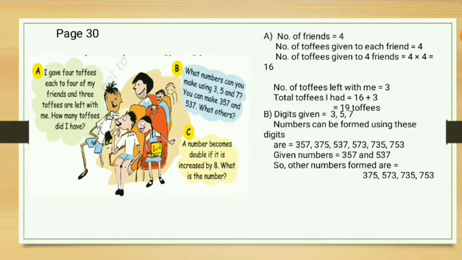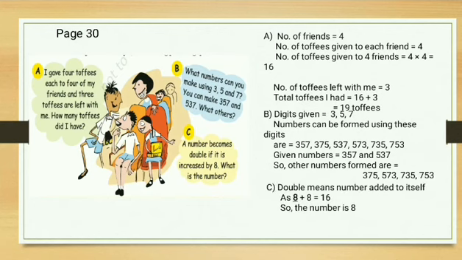Now third one, a number becomes double if it is increased by 5. In your previous chapter you already know double means either you have to add the same number by itself or you multiply by 2. So to get double of a number, you have to add it by itself. So our answer will be 8, because if you add 8 with 8 only, then you get its double. So your answer is 8.